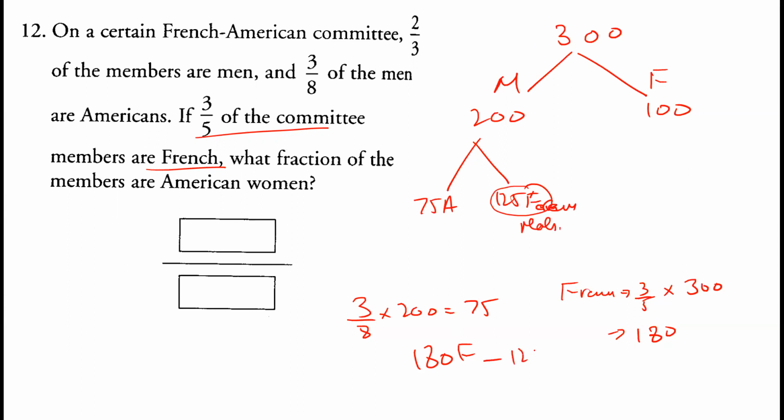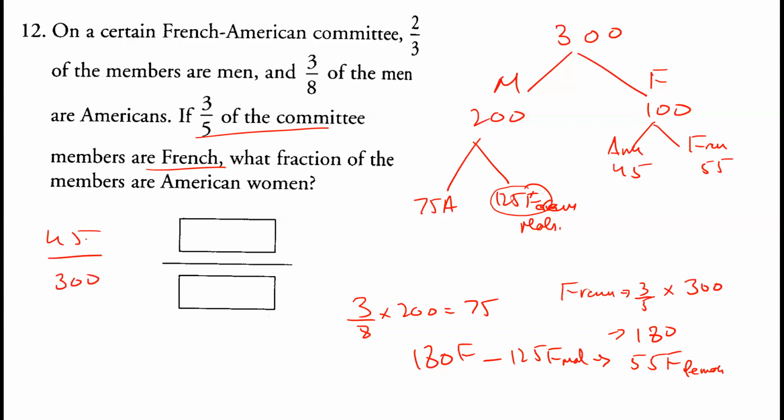If we subtract 125 French males, how many females do we get? So there are 55 French females. So we have American females and French females. We have 55 French females, so how many American females will we have? 45. So what fraction of the members are American women? So 45 divided by 300. So 3 15s are 45, 3 hundreds are 300, 5 3s are 15, 5 20s are 100. So 3 by 20.